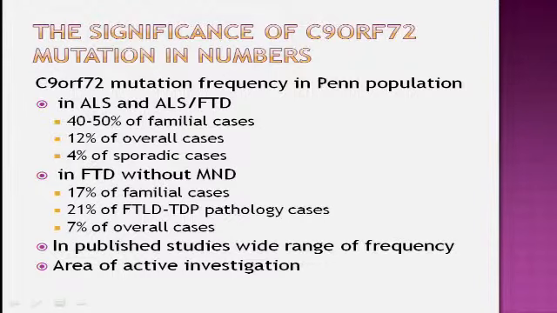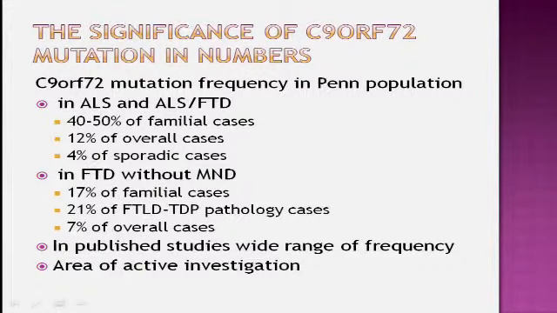In FTD without motor neuron disease, we found it in 17% of familial cases, 21% if you look at just the subset that have FTLD-TDP pathology, because I didn't mention, but this is also a subset of cases that, like progranulin, has TDP43 pathology, although there are ways to subclassify FTLD-TDP into different subtypes, A, B, C, and these two mutations result in slightly different subtypes, so they're not exactly the same pathology. And we also found it in 7% of overall cases.